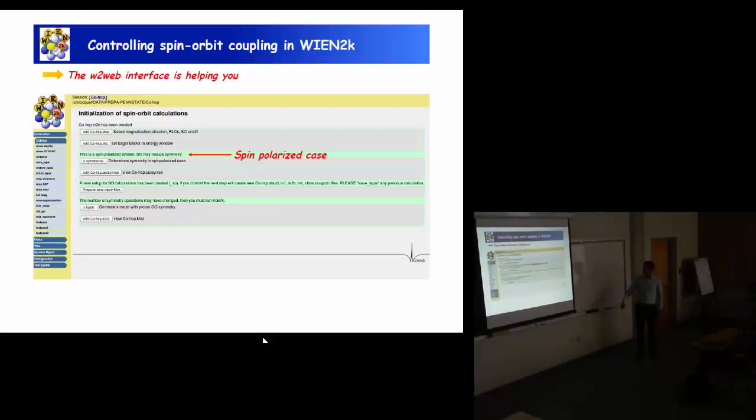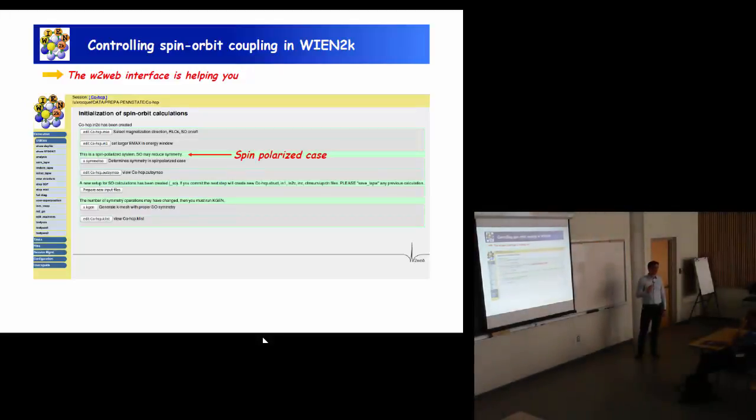And if you do a calculation for a system which is already spin polarized, you have done run_sp_LAPW, WIEN2web will include more options. And one of the very important options is the one for which you will search the symmetry related to your system. Because the fact that you put your calculation for a given magnetization axis will reduce the symmetry.